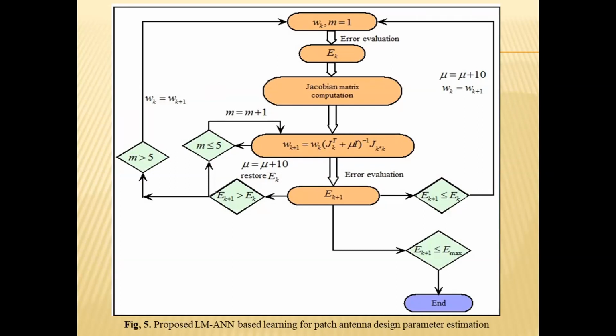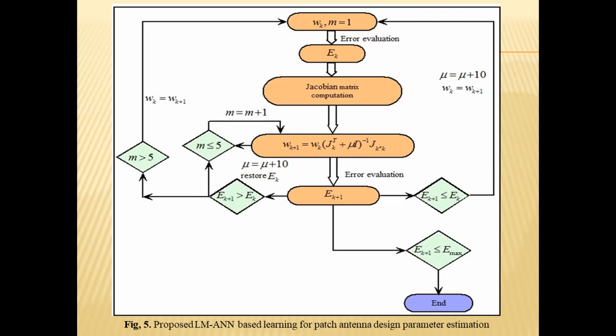Assigning a higher value of mu enables it to function as SDANN, while a lower value of mu enables it to behave as GDANN. Once the estimated error EK plus 1 is found to be less than EK, the proposed model updates the learning coefficient mu, which is used as feedback to update the weight value. This process continues till the error EK plus 1 is less than Emax. This stage signifies the convergence stage, where it predicts the targeted class.